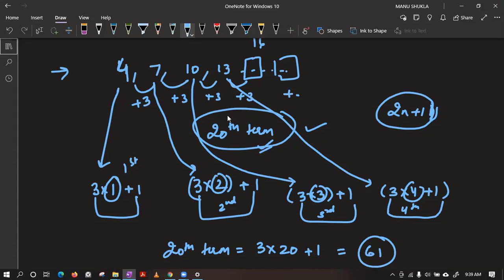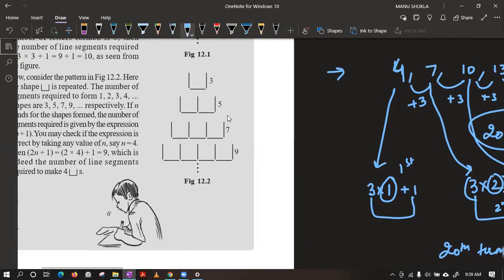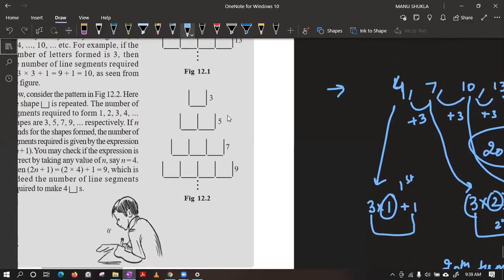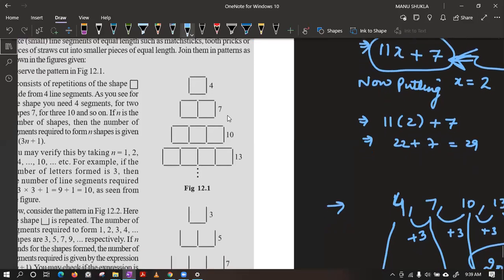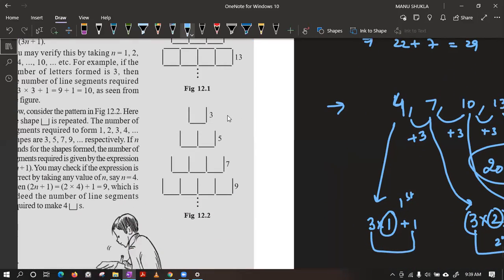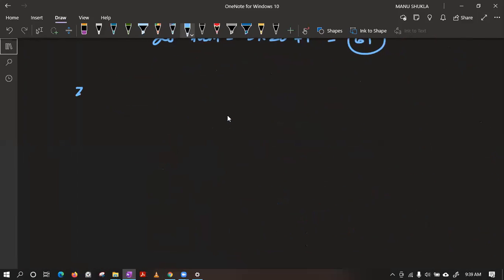Okay. Now let's take another relation. You all will help me in that. Suppose we take this only. No, this is not done. Let's take this one. 3, 5, 7, 9. The relation is 3, 5, 7, 9. Tell me what is the next term?